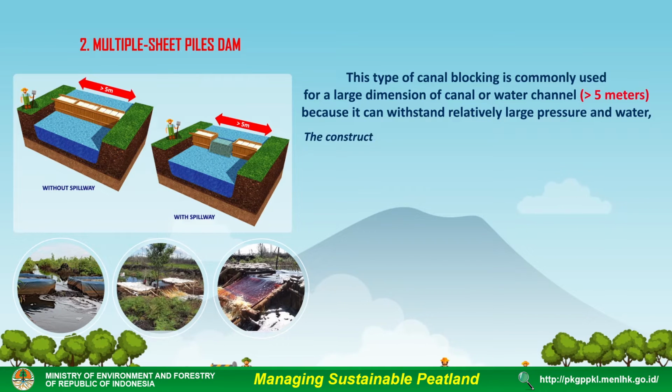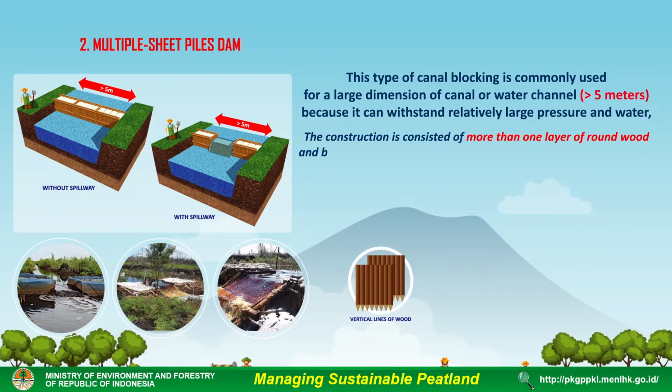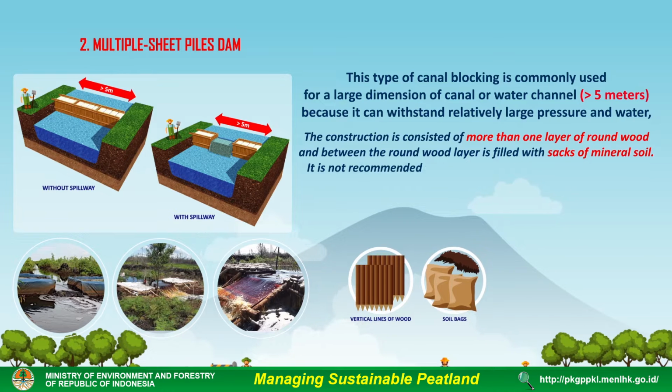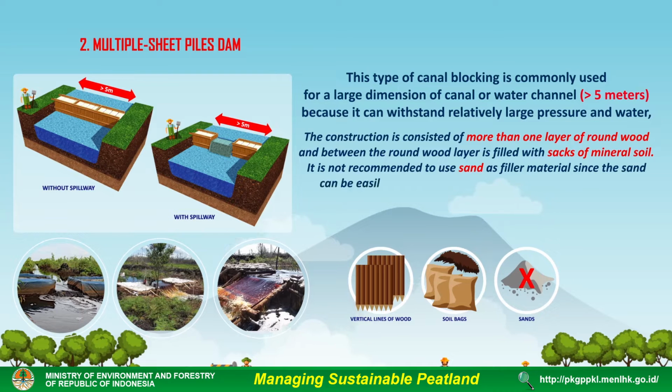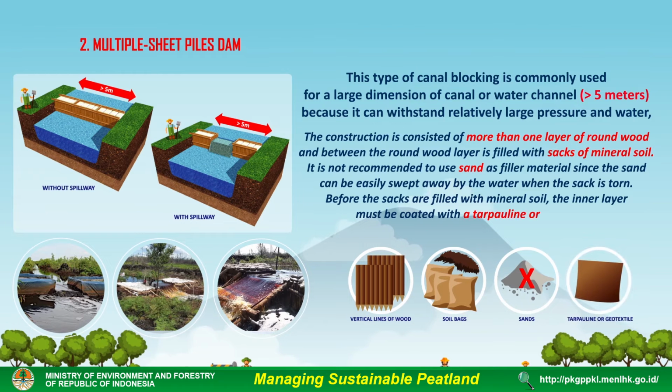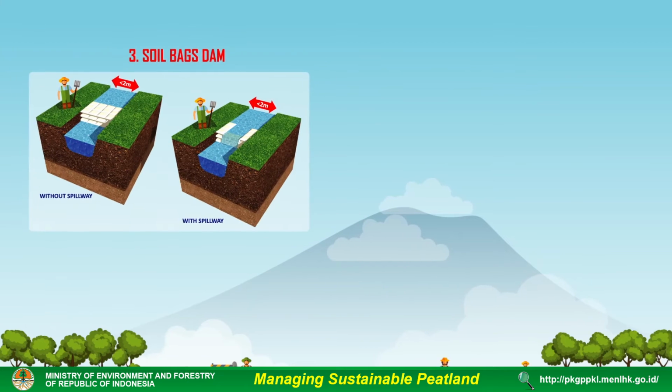The construction consists of more than one layer of round wood, and between the round wood layers is filled with sacks of mineral soil. It is not recommended to use sand as filler material since the sand can be easily swept away by the water when the sack is torn. Before the sacks are filled with mineral soil, the inner layer must be coated with a tarpaulin or geotextile to reduce water seepage.